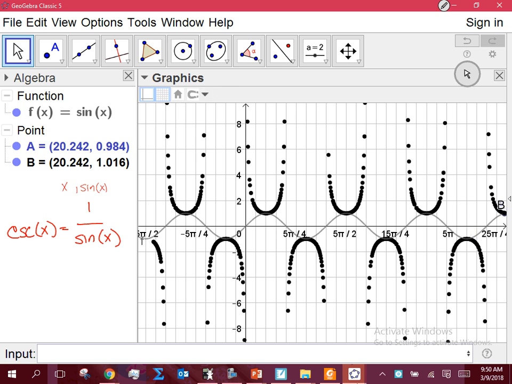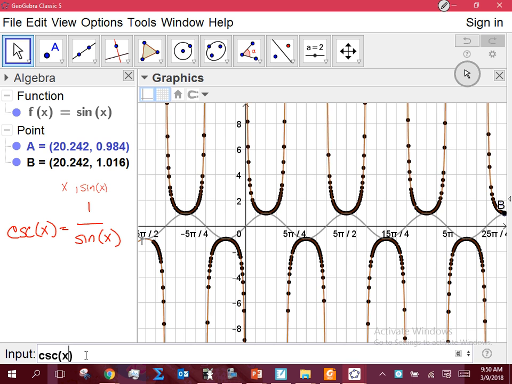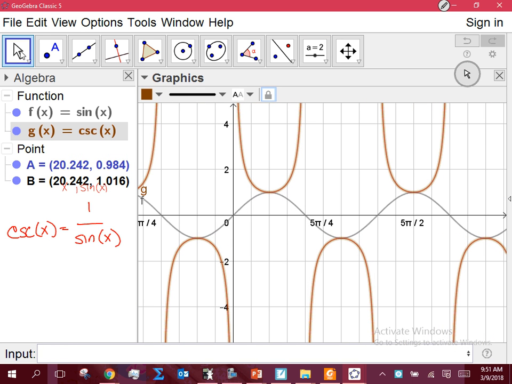Okay, so there's your cosecant function. It's just found by taking the reciprocal of your sine function, which is essentially taking the y values of the sine curve and plotting those reciprocals against the same x value. If I just type in cosecant of x, to clean things up a little bit, and zoom in, what do you notice about some key points here?